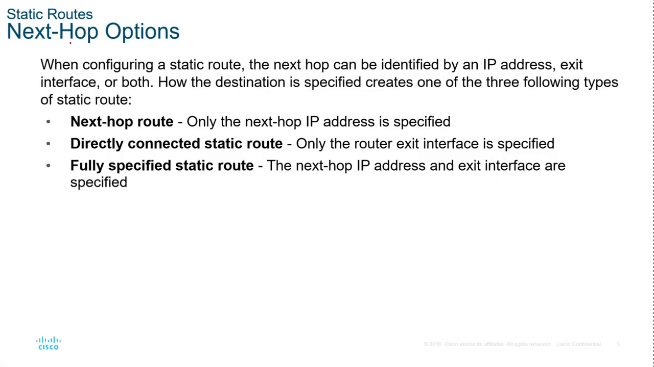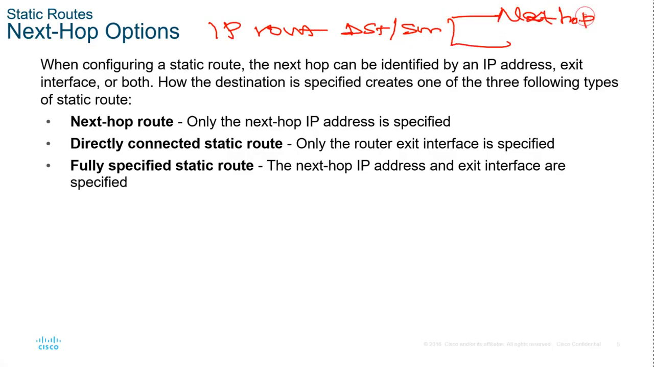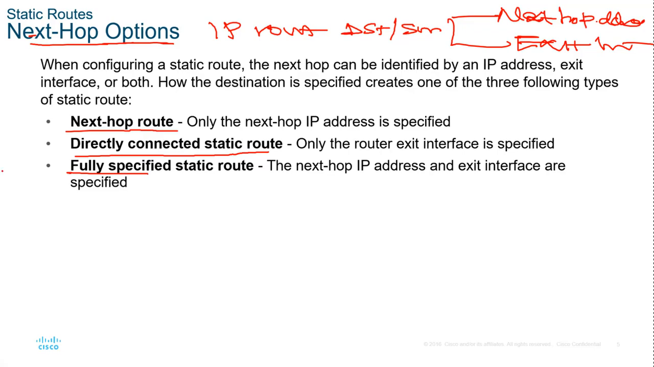With static route, for example, ip route, and then you state the destination network together with the subnet mask, and then we can use either the next hop address or the exit interface. So here we have next hop options: we can use the next hop route, we can use the directly connected static route, or we can use the fully specified static route.